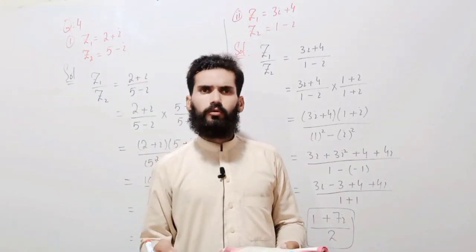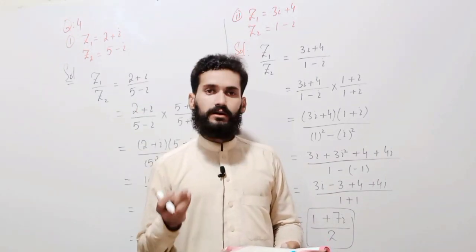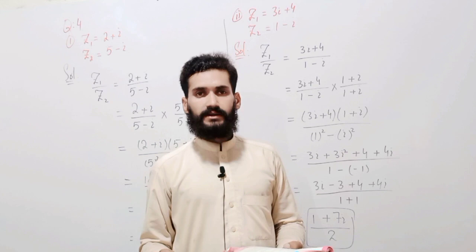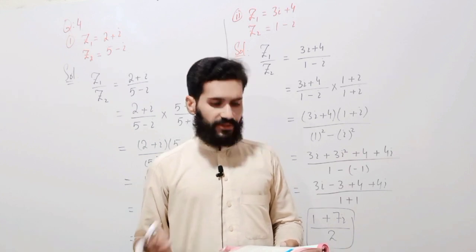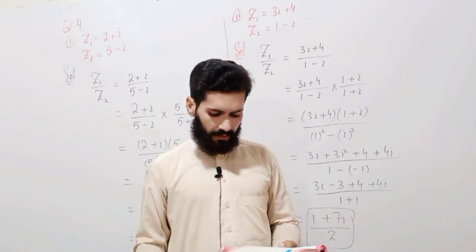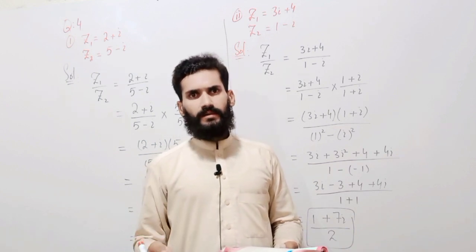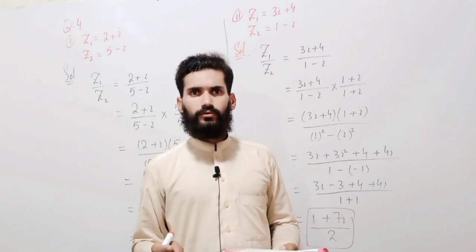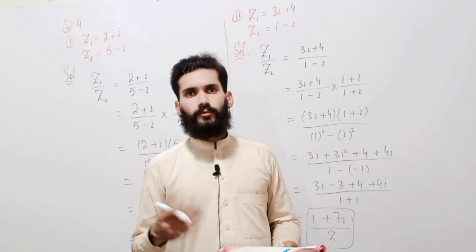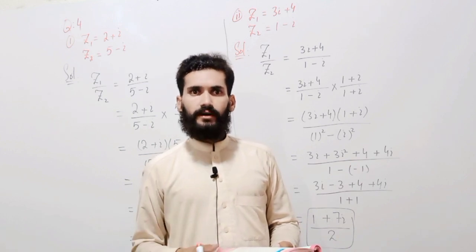Question number 5 is homework. The first part is the addition of complex numbers, the second part the subtraction, the third part the multiplication, and the fourth part the division of complex numbers. Remember questions 1, 2, 3 and 4, which you can use as illustrations for help.